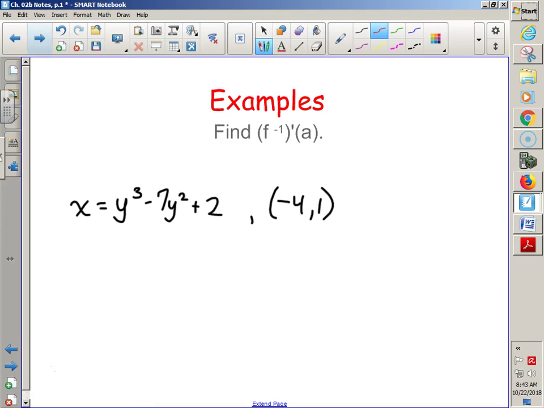We already used the formula. I think that's going to be our warm-up. Let's go ahead and end on this example. We'll have the previous one be our opener for tomorrow. Let's end on this example. Find the inverse's derivative at A.